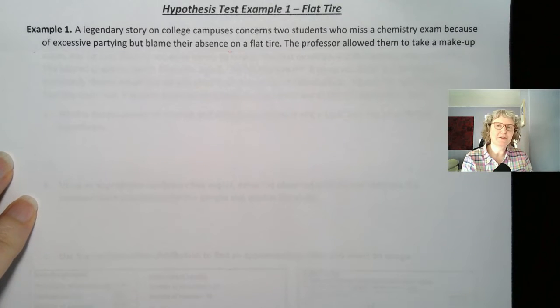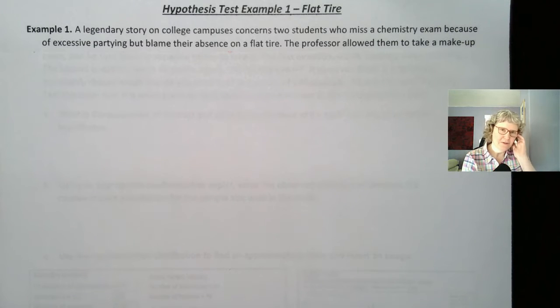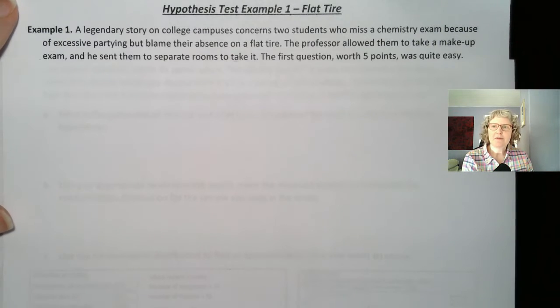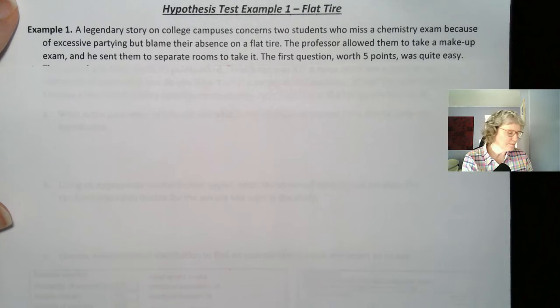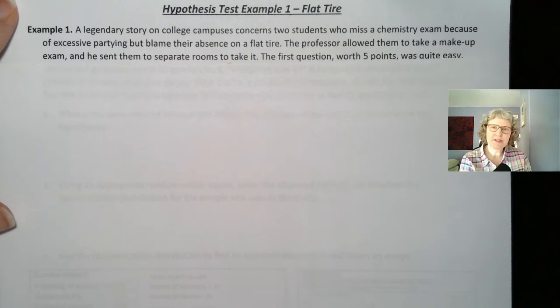This is a story. I don't know if this is true or not, but I think it's kind of a funny story. A story on a college campus where two students miss a chemistry test because they were partying too much, but they blame their absence on a flat tire, okay? So they tell the story to the professor. The professor allowed them to take a makeup test. He sent them to two separate rooms to take it.